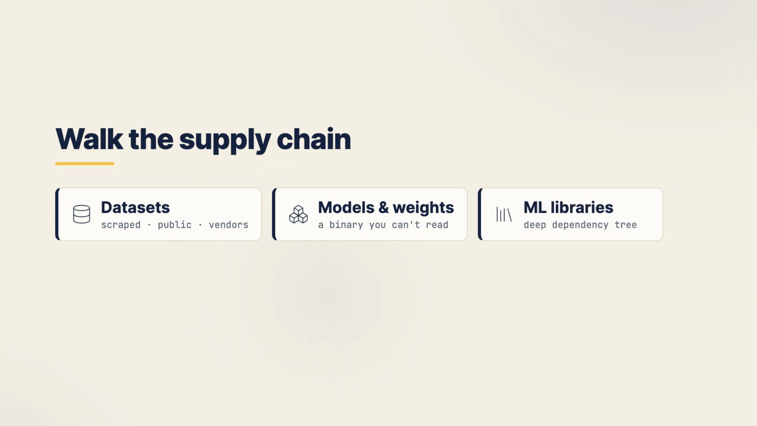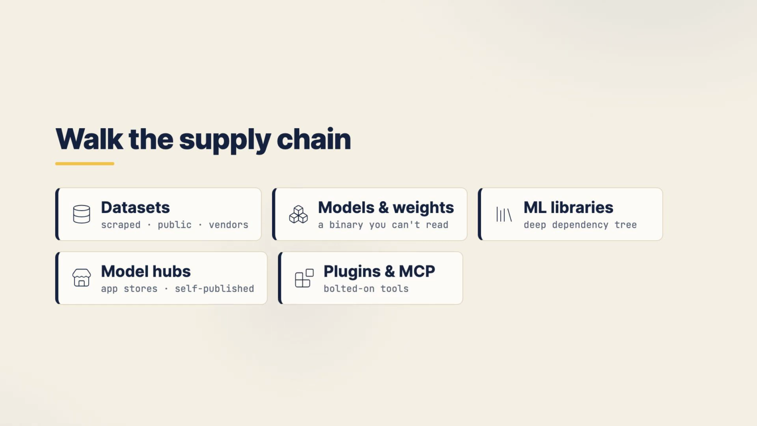Then the ML libraries and frameworks, your training and inference stack, plus its deep dependency tree, all pulled from public package registries. Then model hubs. Think of them as the app stores for models and datasets. Convenient, open, and largely self-published. Downloads and stars measure popularity, not safety. And finally, plugins and MCP servers, third-party tools you bolt onto the model to give it new powers.